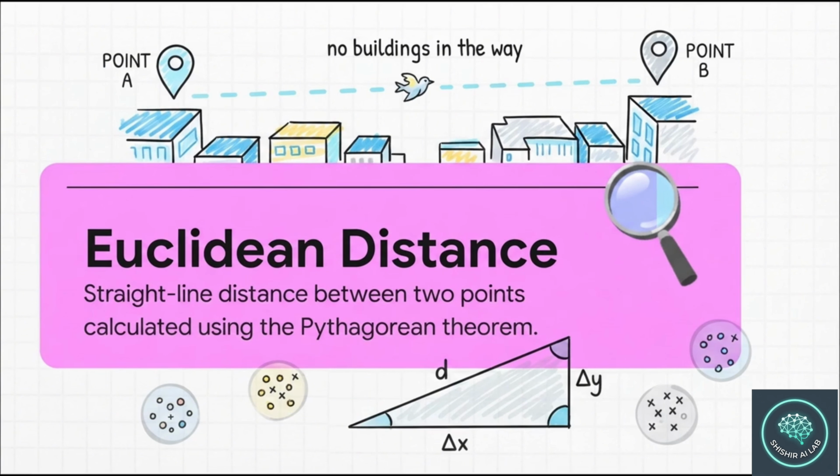But what if there were no buildings in the way? What if you had a bird's-eye view and could just fly directly from point A to point B? Well, that is Euclidean distance. It's the straight-line distance between 2 points, calculated using good old Pythagorean theorem, taking the square root of the sum of square differences. This direct, visual path is what we typically rely on for our main clustering algorithms.